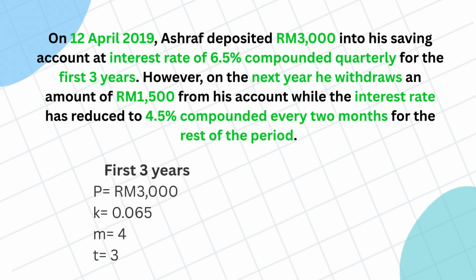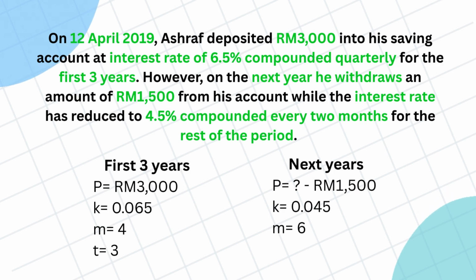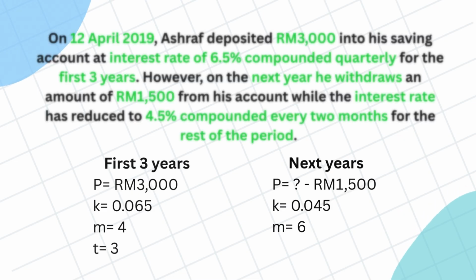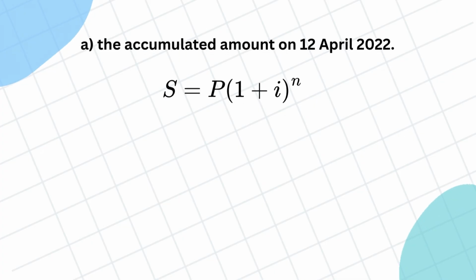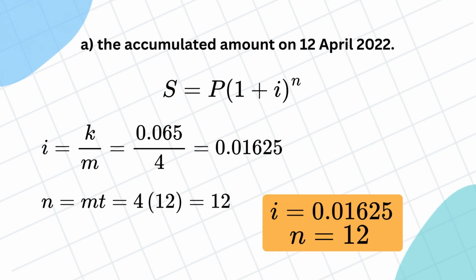So for the first 3 years, P equals 3,000 ringgit, interest rate equals 0.065, M equals 4, and T equals 3. And for the next year, we know interest rate equals 0.045, M equals 6, and we don't know the principal yet. For question A, we need to use the compound interest formula, and we need to choose i and n, which is i equals K over M and n equals MT using the information given, and i equals 0.01625 and n equals 12.